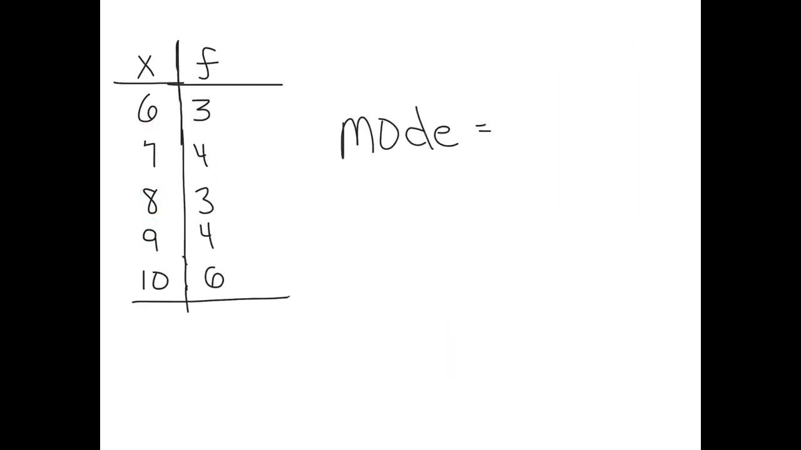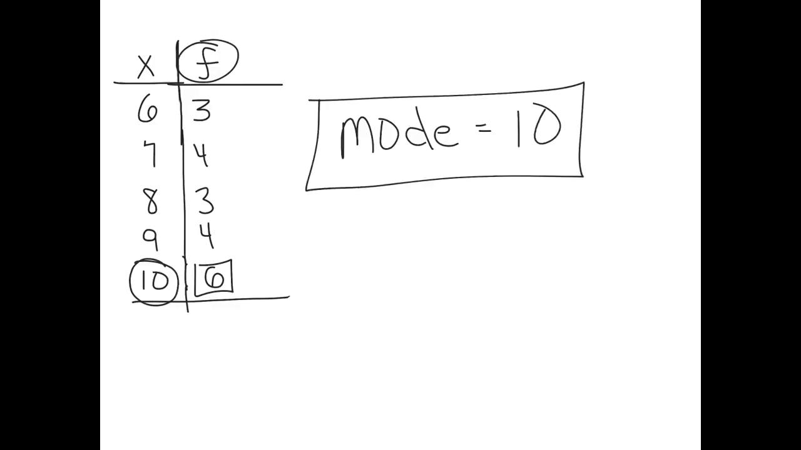Lastly, I'm going to find the mode. The mode is the x value that has the highest frequency. So we'll look at our second column and we'll just identify the largest frequency, which is a 6. And 6 corresponds to the x value of 10. So my mode is 10. And that completes the question.